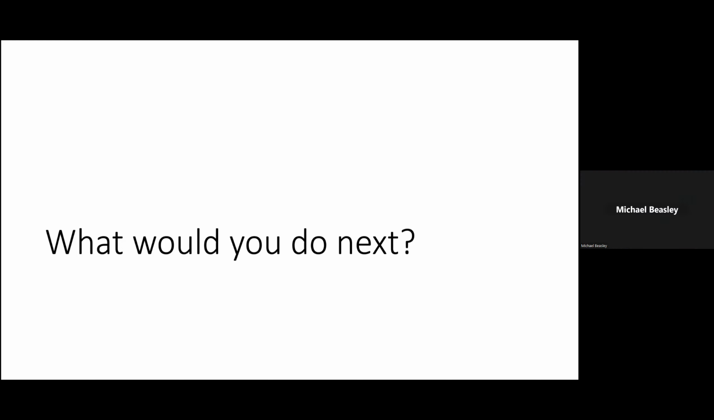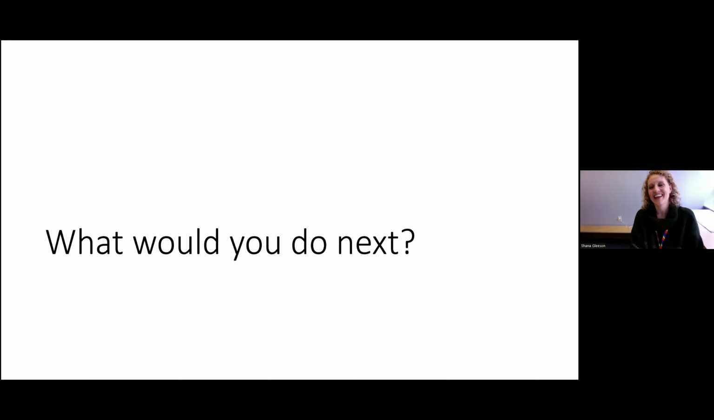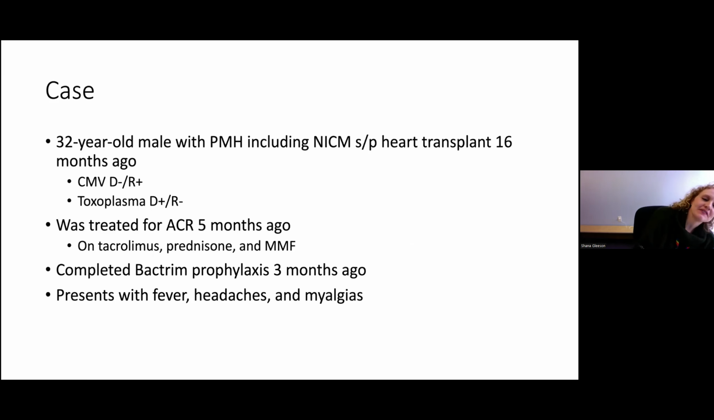I usually just call Dr. Gleeson. Yeah. So I'll just point out a couple of things since we're talking about his case, and this demonstrates the overlap between donor-derived infection and opportunistic infection. He's toxo D plus R minus, so donor positive, recipient negative. So he's in the highest risk category for toxoplasmosis in the setting of solid organ transplant. The reason for this is that he's got toxo presumably in the donor heart, but he has never had toxoplasma before.